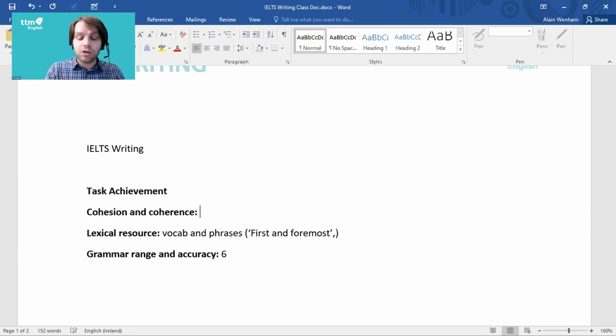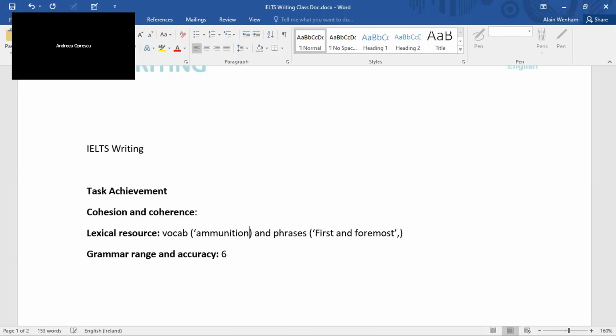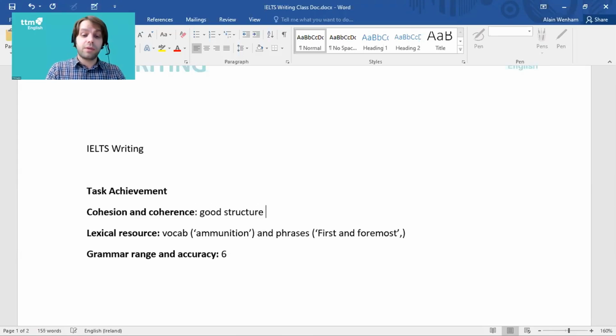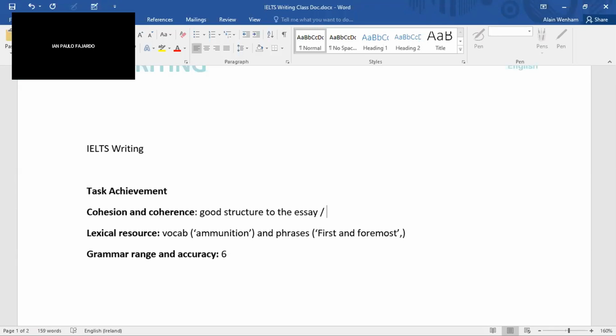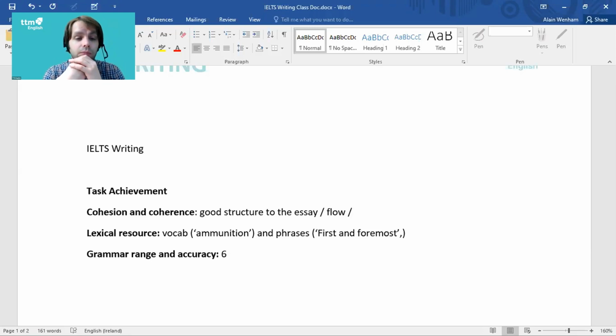Now, coherence and cohesion, we talked about that last class. Can someone just quickly tell me what that means? A good structure. Good structure to the essay, good. And what else? Anyone else? Shahani, remember we talked about this? Ian, we talked about this in the past. What does coherence mean? Remember we talked about referencing? The flow. Flow's good.